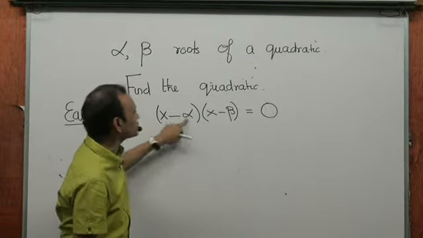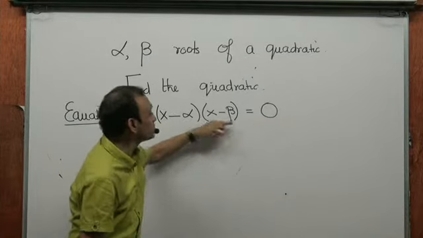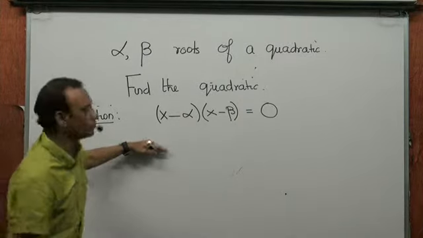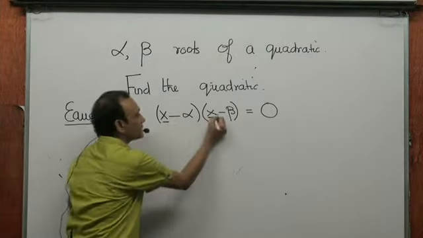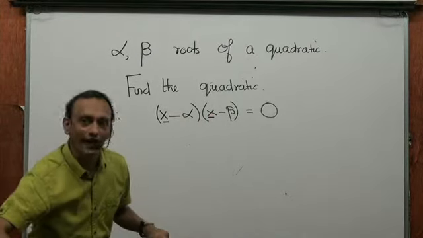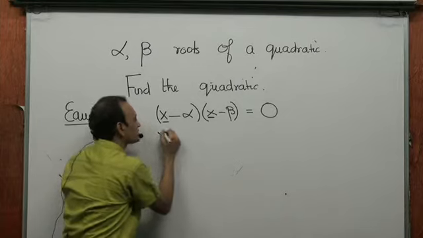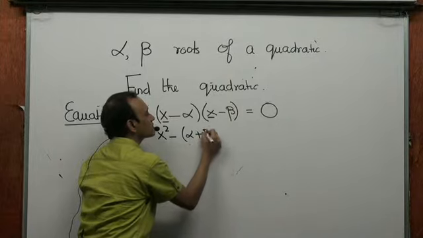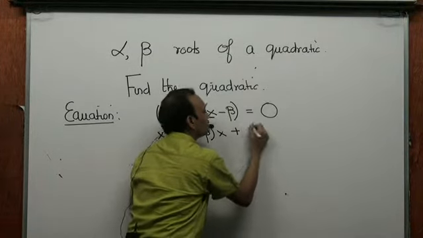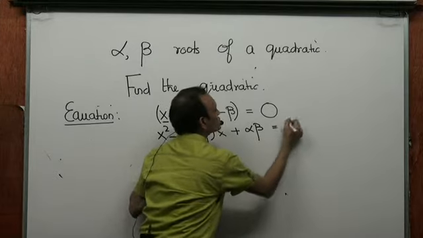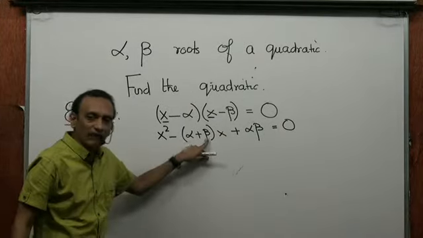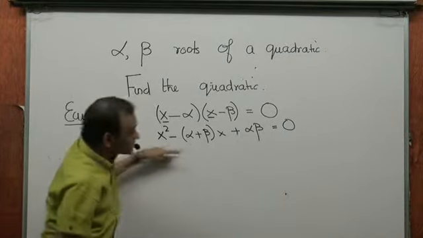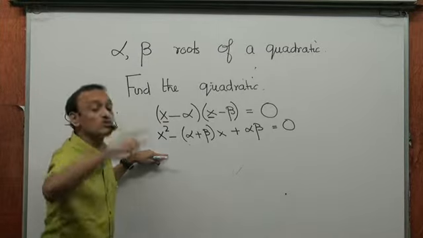Why? Because at x equal to alpha, this becomes 0. At x equal to beta, this expression becomes 0. Therefore, alpha and beta are the roots of this equation. Yes or no? So this is an equation whose roots are alpha and beta. Now on multiplying, you get x squared minus alpha plus beta into x plus alpha beta equal to 0. This is what you get, which is a quadratic in x. And this is satisfied by x equal to alpha and x equal to beta.